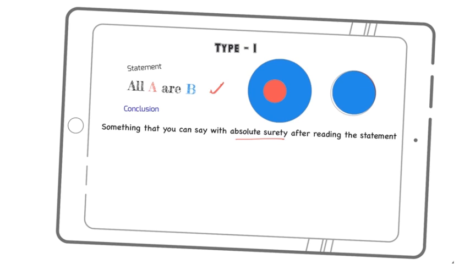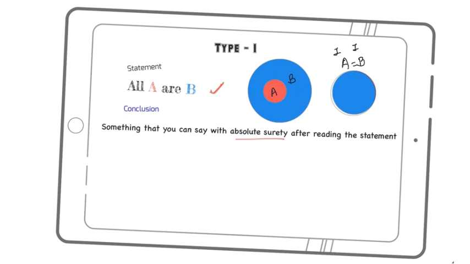Which means there is only one A. In the second diagram there is only one A and there is only one B, and A is equal to B. Still I can say all A are B. But I can also say that A is a subset of B, and this is my A and this is my B, so I can also say all A are B. So there are 2 diagrams to it. In this case, there is only one A and there is only one B.